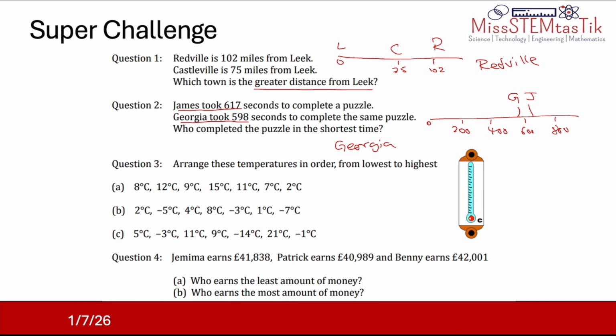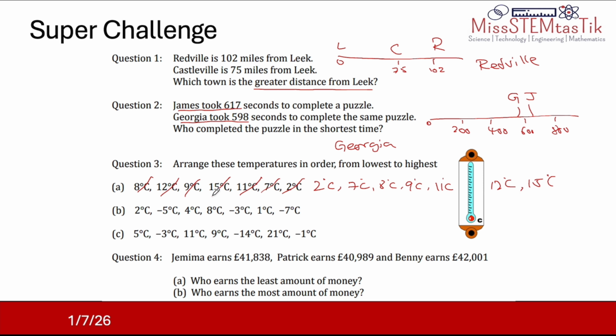For question 3, we are arranging these temperatures in order from lowest to highest. So I'm just going to cross them out as I go along. So 2 degrees, 7 degrees, then it's 8 degrees, and then 9 degrees Celsius. After 9, it's 11 degrees Celsius, followed by 12 and then 15.